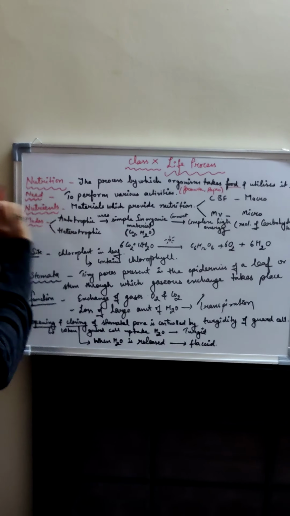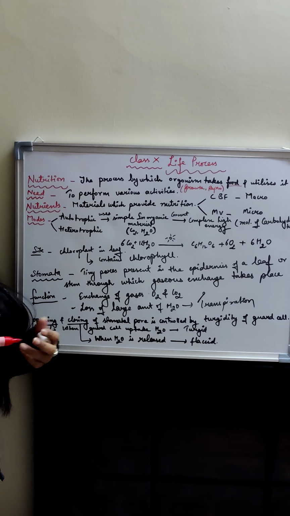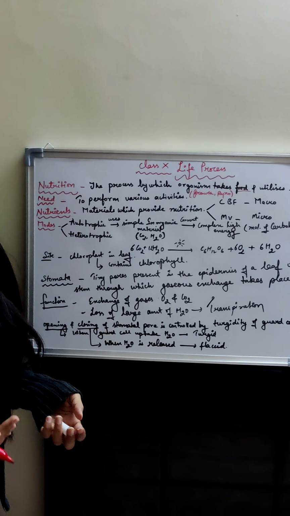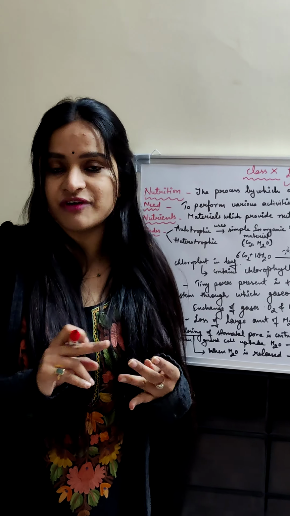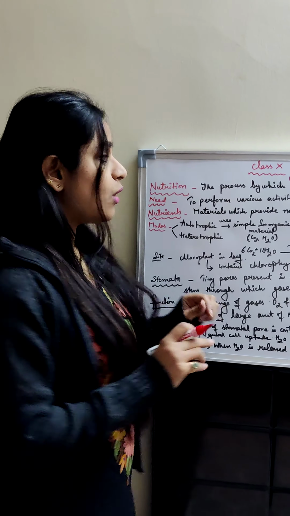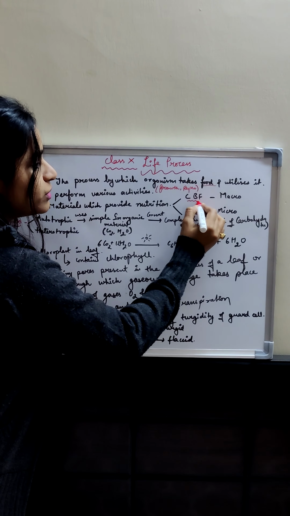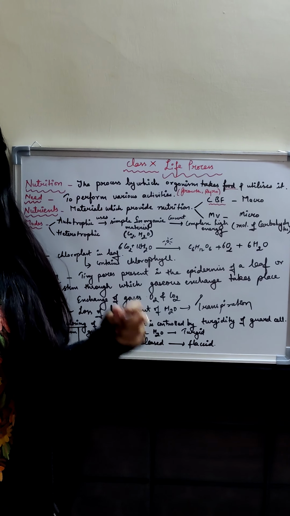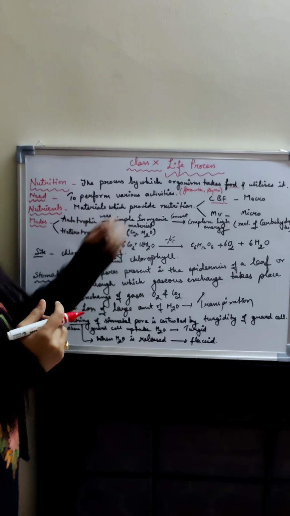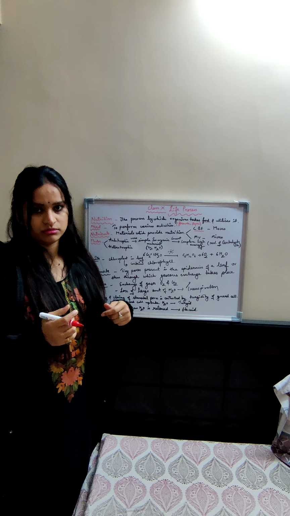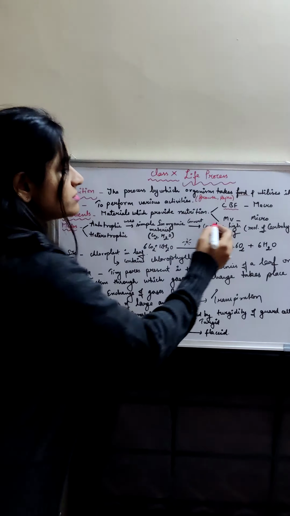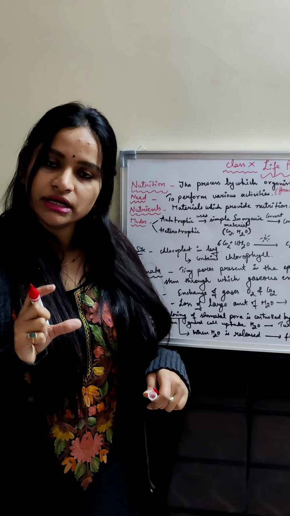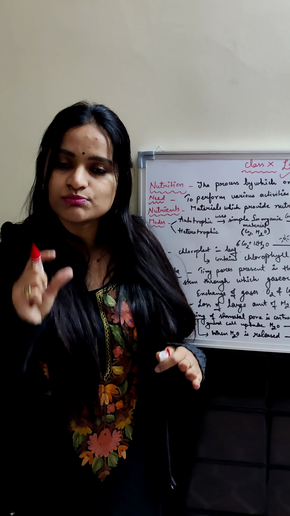Okay, next is nutrients. So what are nutrients? The material which provides nutrition is called nutrients. Now, what are those materials? They are carbohydrates, proteins, fats, vitamins and minerals. Now, when I talk about carbohydrates, proteins and fats, they are basically macronutrients. Why macro? Macro means large. It means these are required in large amount. Okay. Now when I talk about minerals and vitamins, they are micronutrients. Micro means small. It means they are required in small amounts.